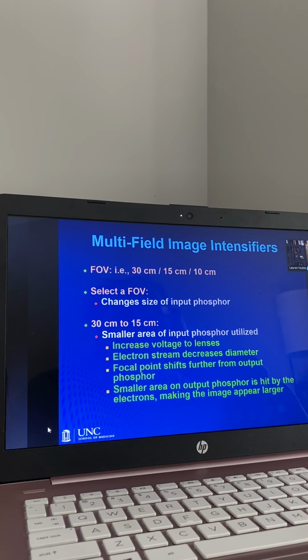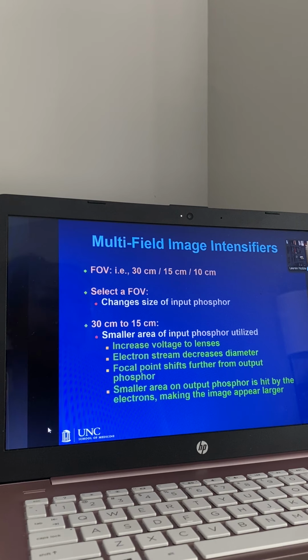What else happens is the system will increase the voltage to those electrostatic lenses. Since there's higher voltage going to those lenses, the electron stream will decrease its diameter even more. It really does narrow that beam of electrons. The focal point will shift further from the output phosphor. I showed you the general area of the focal point when we looked at the graph with all the components, but here's where you'll actually see it a little better.